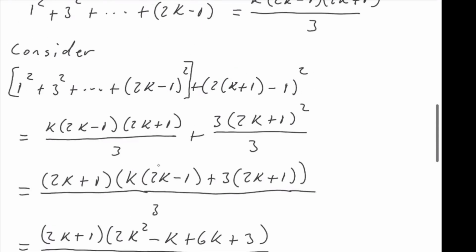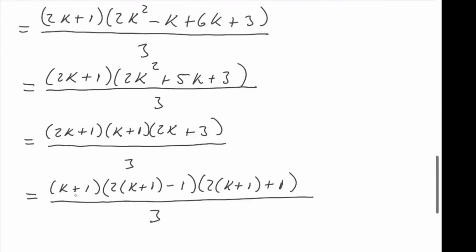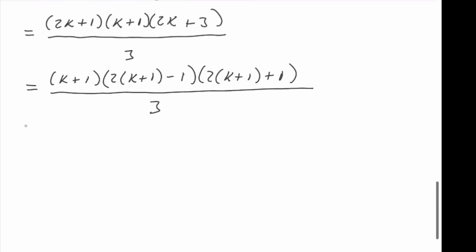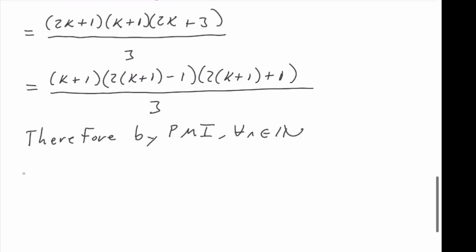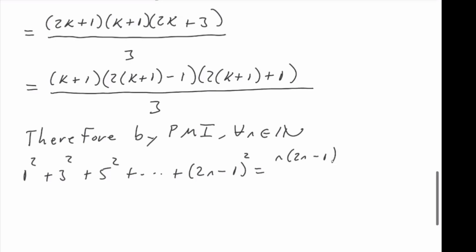So I've shown that the sum of the first k plus 1 terms is equal to this formula if you plug in k plus 1 into the formula. Therefore, by PMI, for every n contained in the natural numbers, 1 squared plus 3 squared plus 5 squared plus dot dot dot plus 2n minus 1 squared is equal to n times 2n minus 1 times 2n plus 1 over 3.